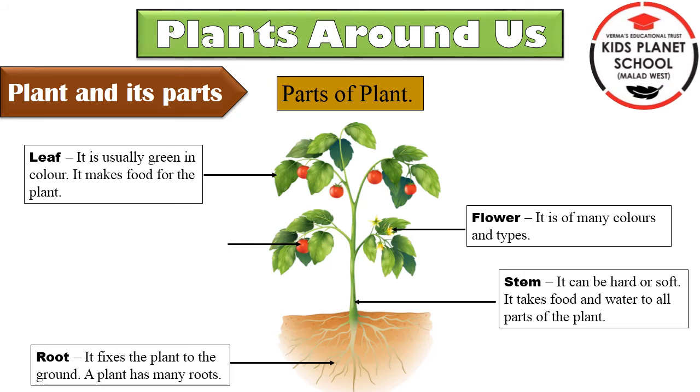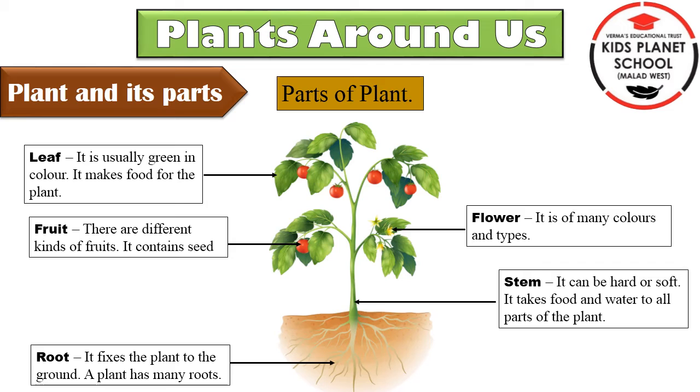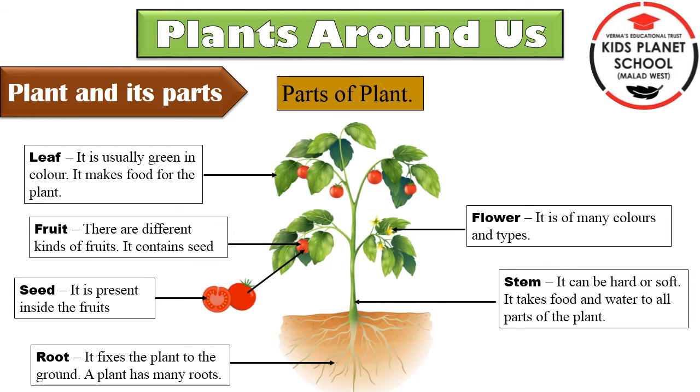Next, this part is called as fruit. There are different kinds of fruits. Children, a fruit contains seeds. Let me show you. As you can see in the picture, the seeds are present inside the fruit. With this, we end our part 1, that is plant and its parts.